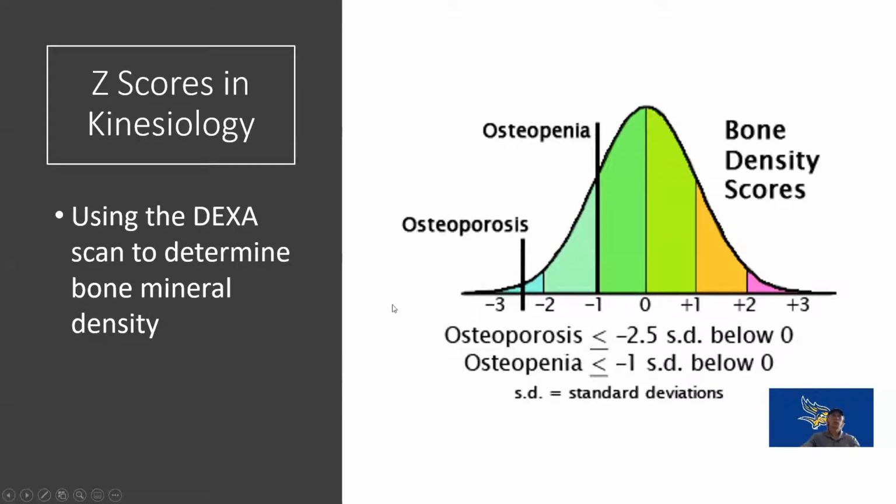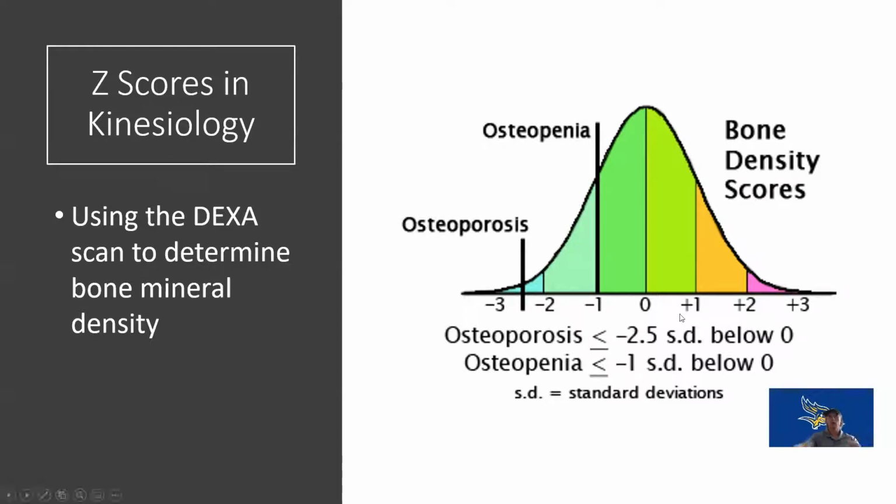We also use these in kinesiology. So for all of you who are likely kinesiology majors, we use Z-scores when it comes to measuring bone mineral density. We measure bone mineral density through the DEXA scan. It's a full body X-ray exam that determines the bone mineral density of the individual, or how much calcium we have stored within those bones. Stronger bones have more density. Weaker bones have lower density.